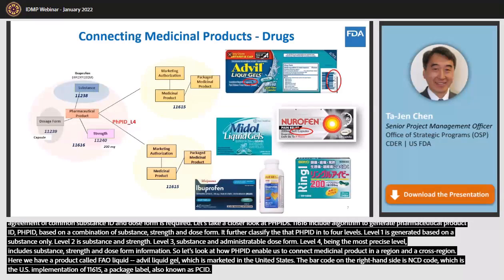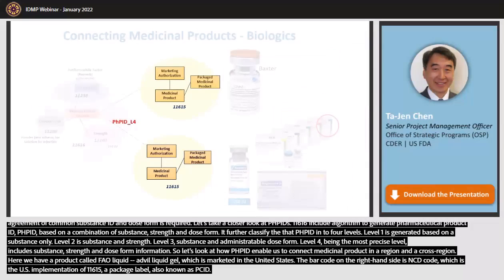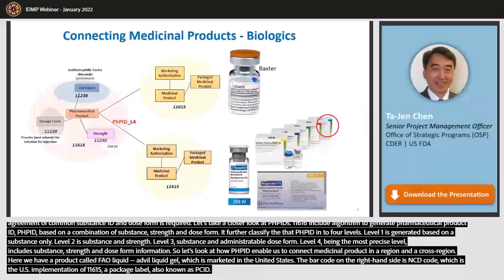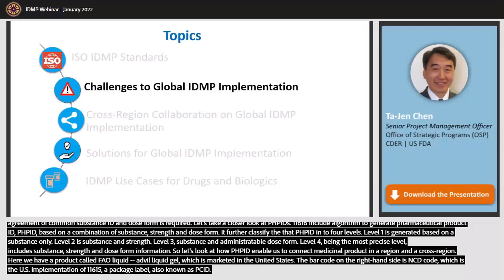Next example is a biologic product. Based on the same principle, we can link products together with the PHPIDs at level 4 PHPID. So we have seen the example with the challenge of different granularity of dose form in different regions. So what are other challenges?